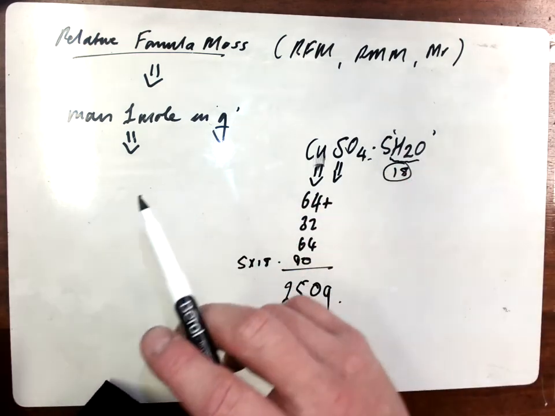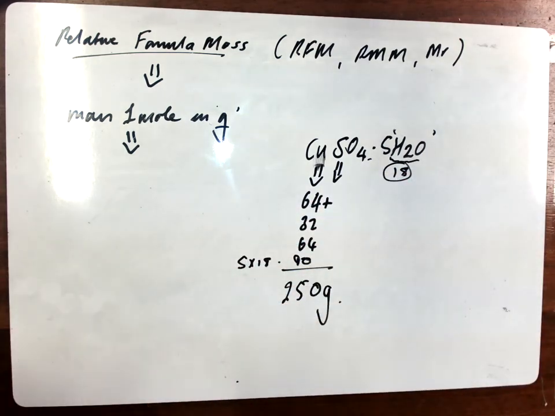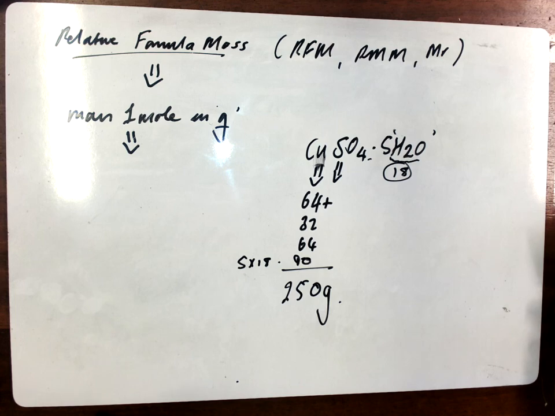So that's, guys, really how you work out RFMs. There are lots of examples in your notes, so use those. I'll do another video on percentage composition, but hopefully this will clear up how to work out RFMs, in other words, the mass of 1 mole of something.